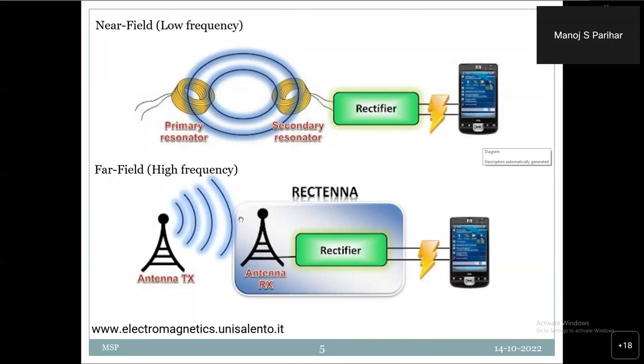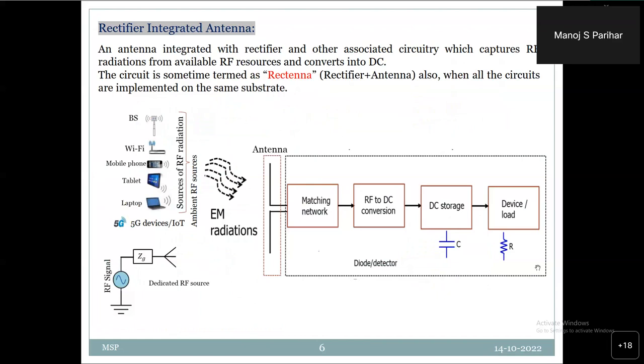Then in the case of far field, we can replace your primary resonator with your transmitter antenna. Okay, in free space, then we have the receiver antenna, then the rectifier, then your device or gadget which needs to be powered.